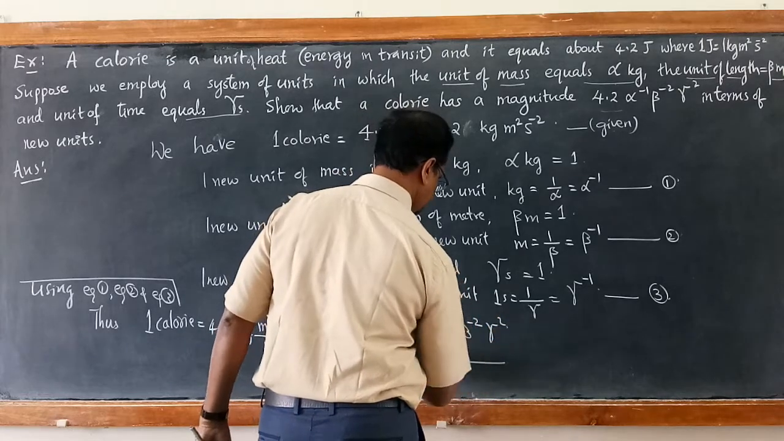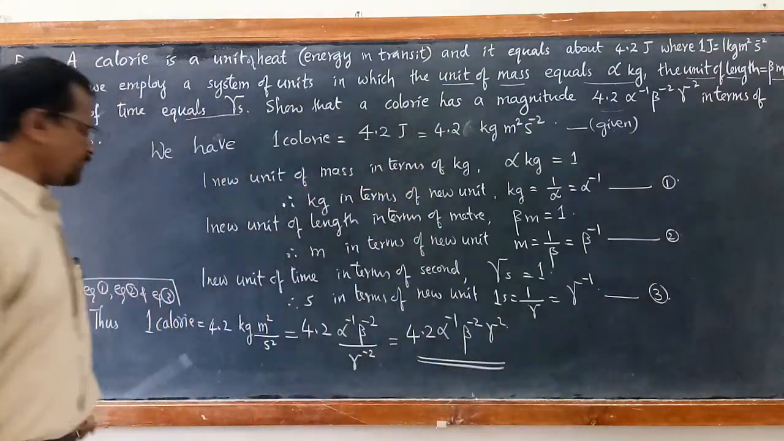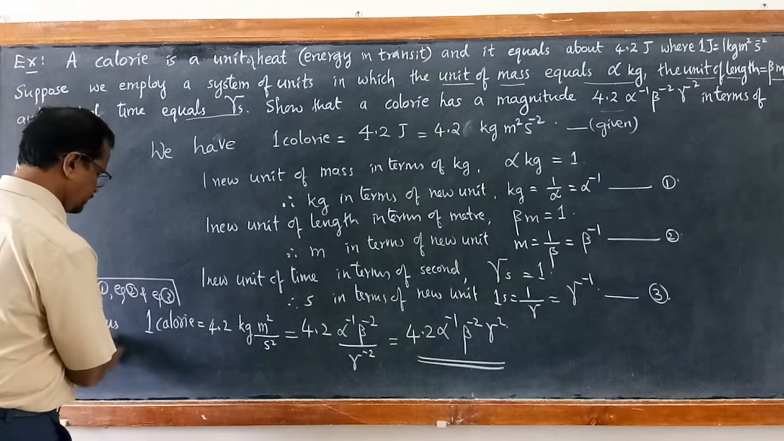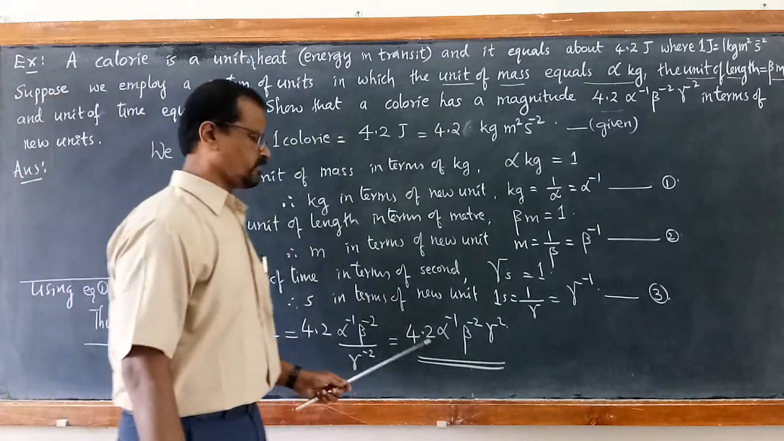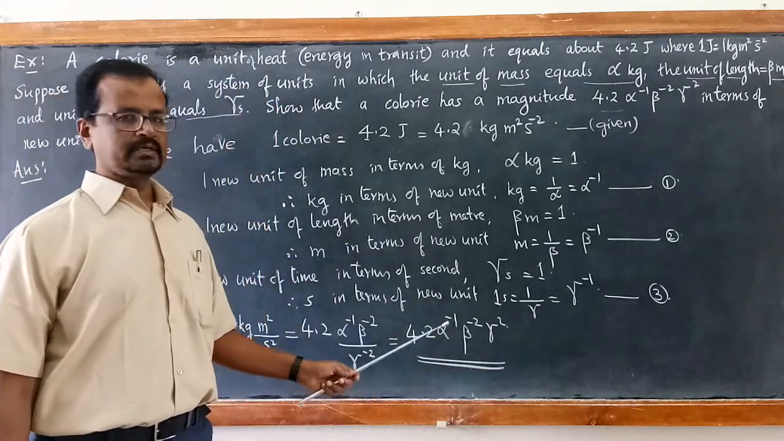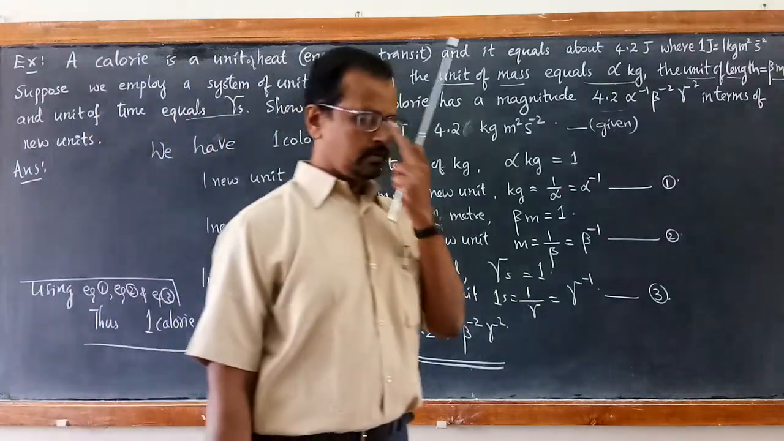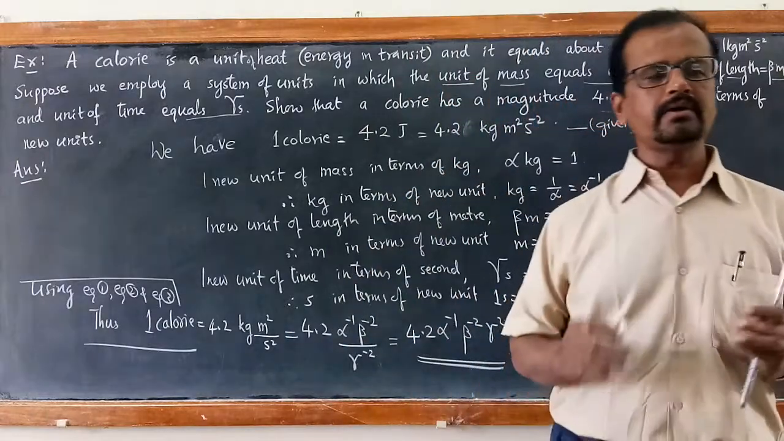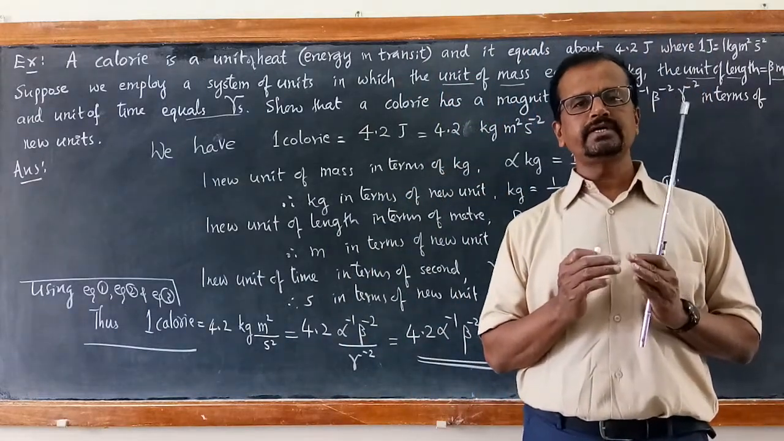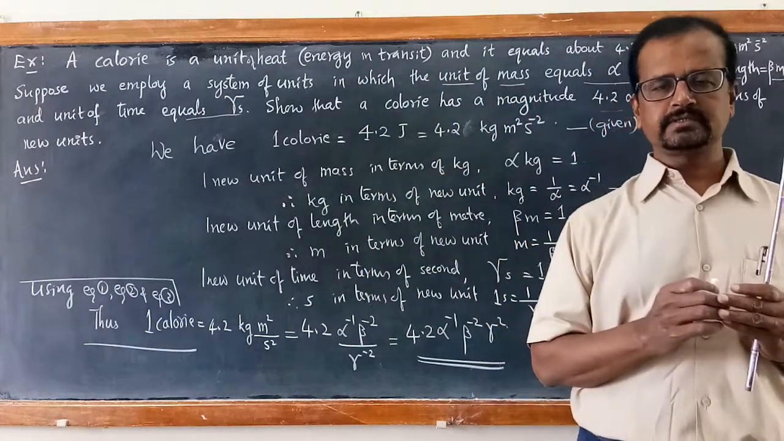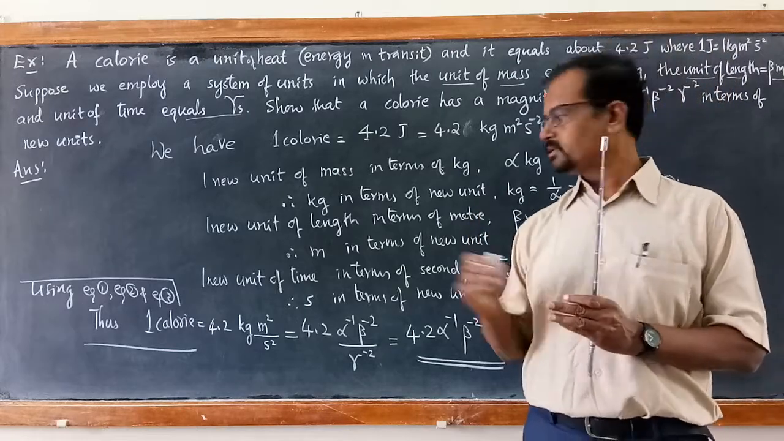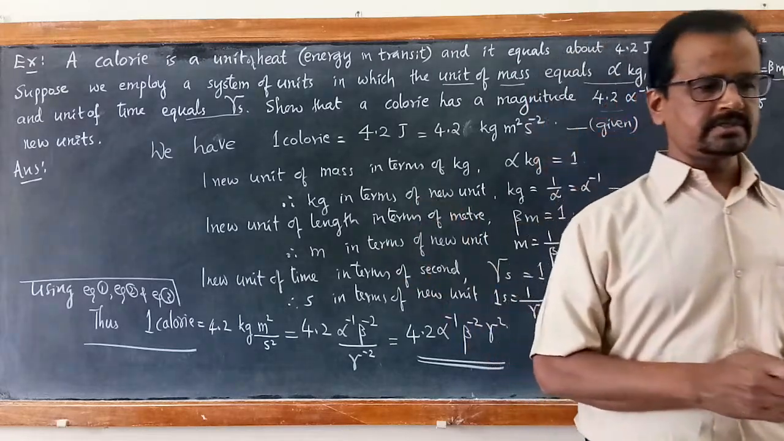So thus we get the calorie, 1 calorie in terms of new unit, 4.2 alpha raised to minus 1, beta raised to minus 2, gamma raised to 2. So this is how we can convert one system of units into another system of units, even if it is unknown, with the help of general equations.